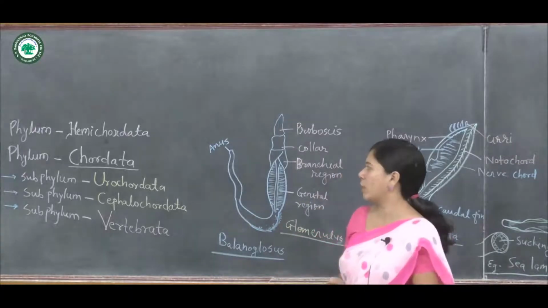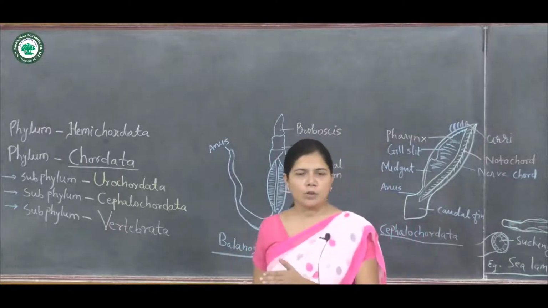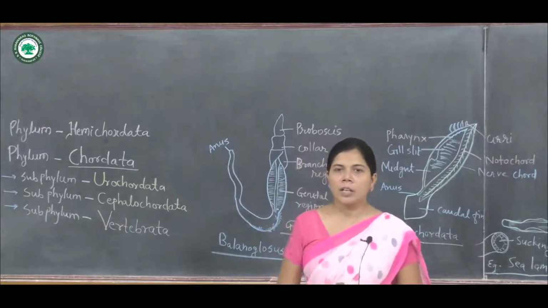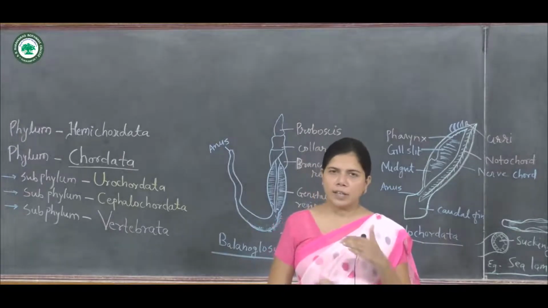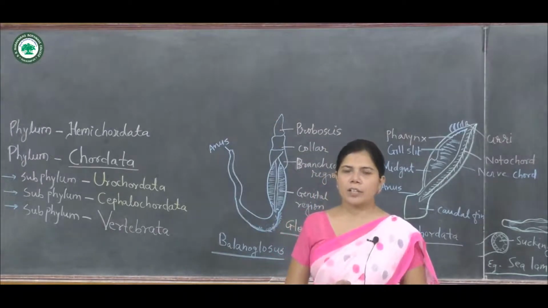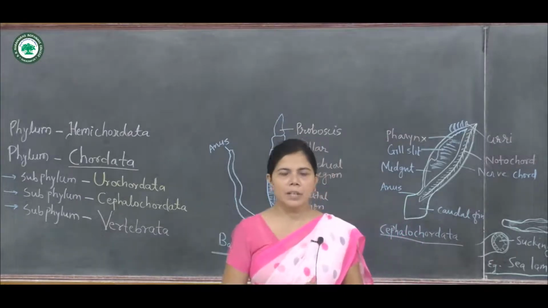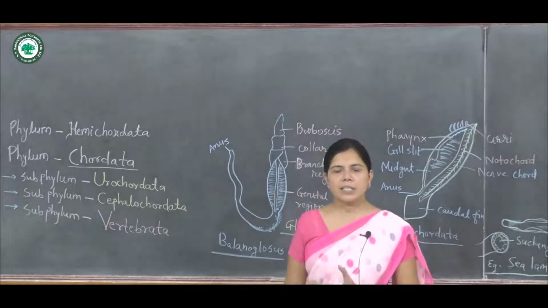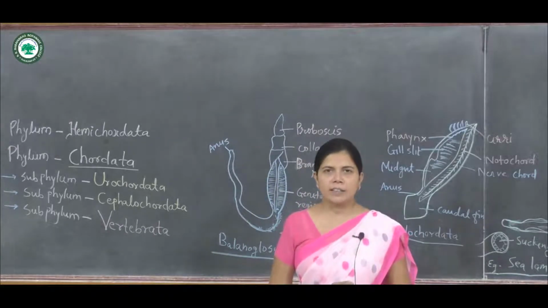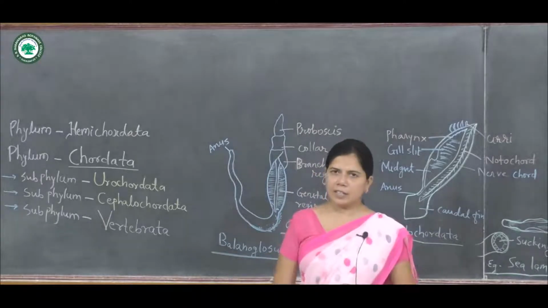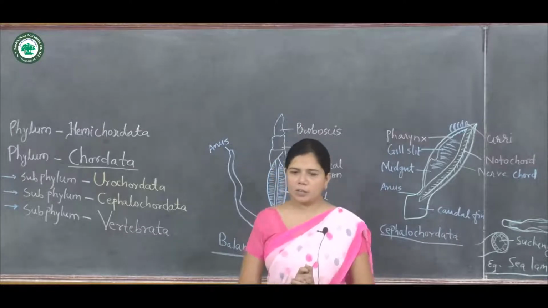The Hemichordata is the connecting link between the non-chordates and chordates, because the gill slits are present, as well as the endoskeleton or exoskeleton, which is a characteristic of non-chordates. But the buccal diverticulum is considered as the notochord, and that is the characteristic of chordates. Hence, the Hemichordata is the connecting link between the non-chordates and chordates.